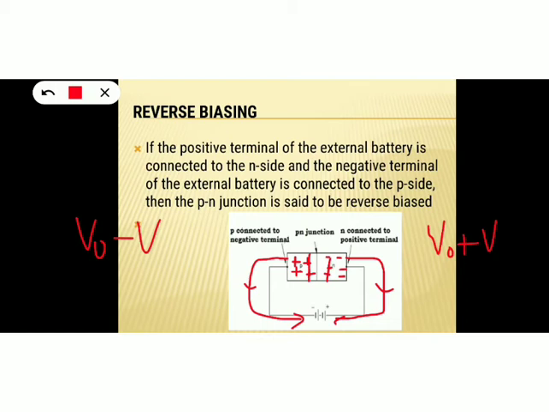So if you want to make a PN junction diode conduct current, you should not apply a reverse bias to that diode. You should apply a forward bias to that diode.